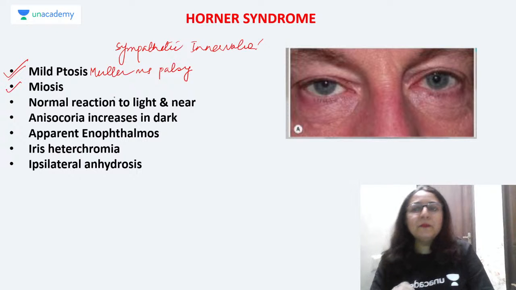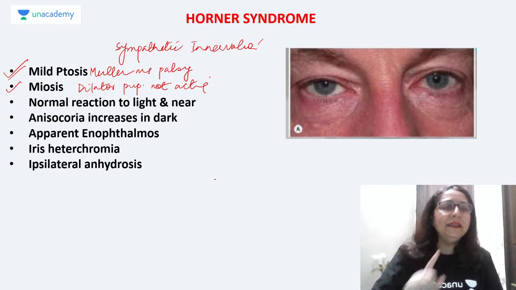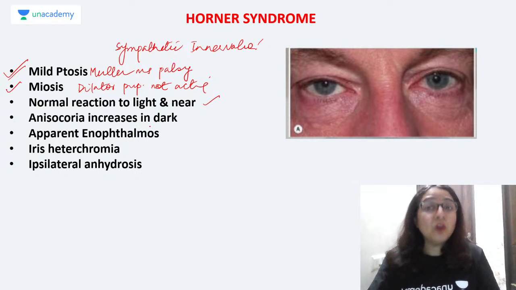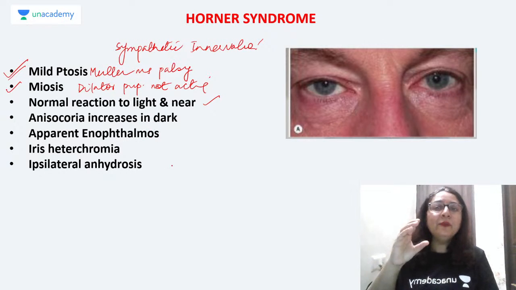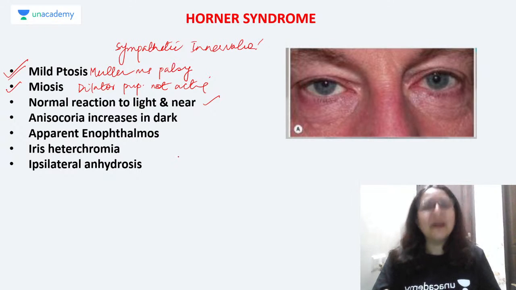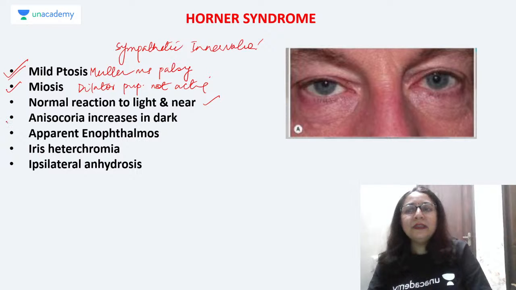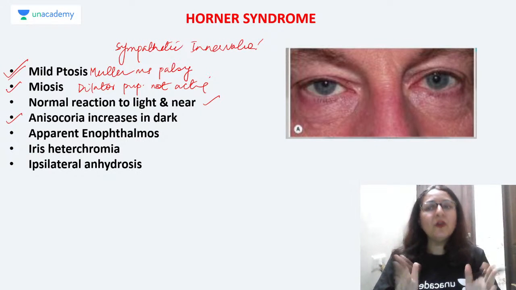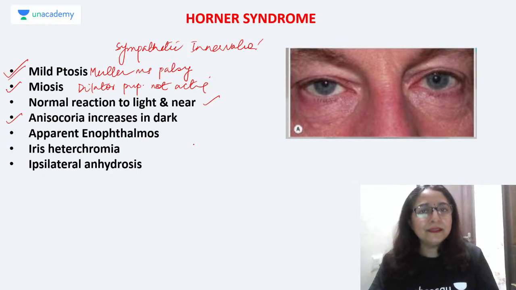There is miosis, the pupil is smaller because the dilator pupillae is not acting, but the reaction of the pupil to light and near is normal. Okay, this is an important factor. Since the dilator pupillae is not acting, the Horner pupil cannot dilate in the dark. The patient goes to the dark, the Horner pupil does not dilate. So that leads to an increase in the difference in size of the two pupils in the dark, what we call anisocoria, which increases in the dark in Horner syndrome.